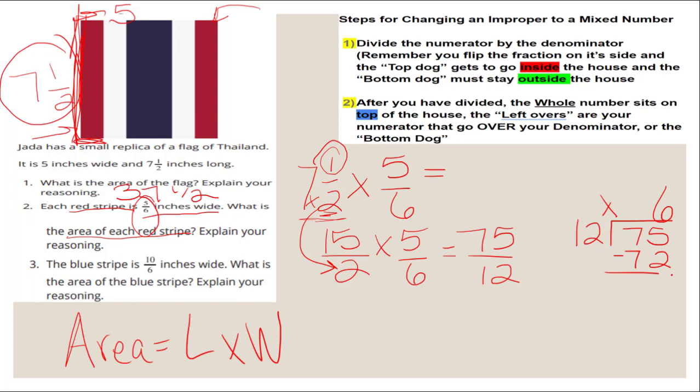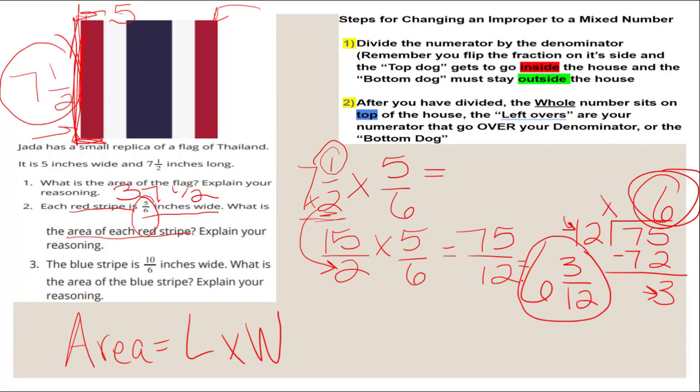Subtract. In the ones house, 5 minus 2 is 3. 7 minus 7 is 0, so I don't have to put it. Bring down. Well, there's nothing to bring down. So 75 over 12 gives me a whole number that sits on top of the house. Leftovers is over my denominator or bottom dog. So 6 wholes and 3/12 is my answer to number 2. 6 3/12.